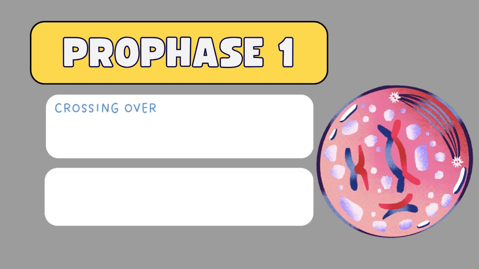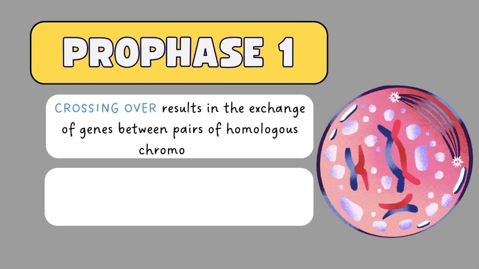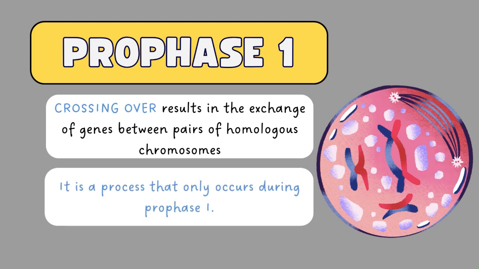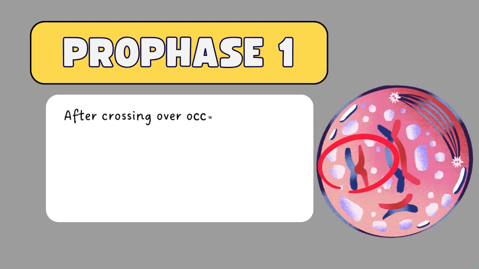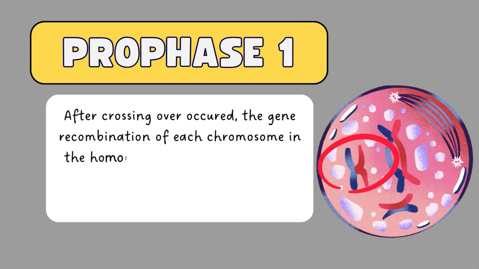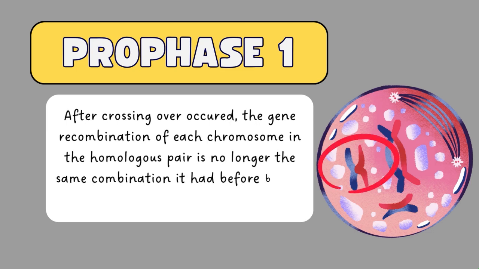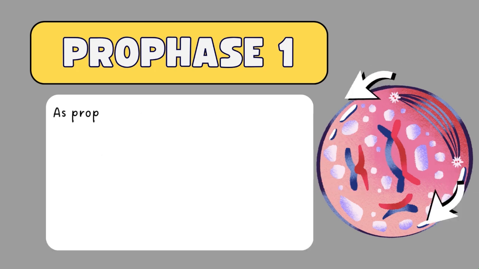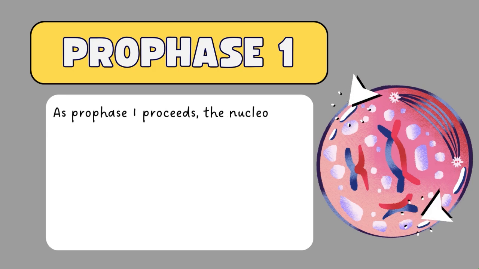Crossing over results in the exchange of genes between pairs of homologous chromosomes. It is a process that only occurs during prophase 1. After crossing over has occurred, the gene recombination of each chromosome in the homologous pair is no longer the same combination it had before meiosis. As prophase 1 proceeds, the nucleoli and the nuclear membrane start to disappear.